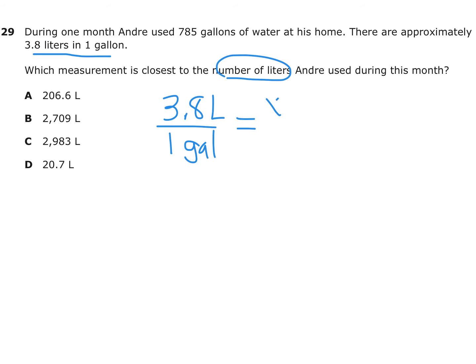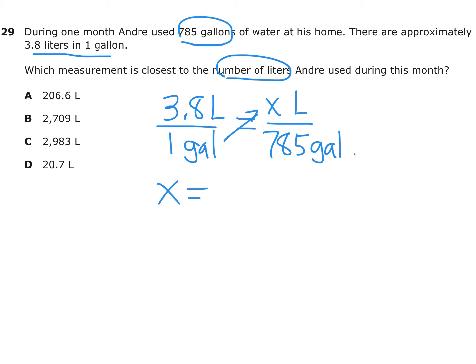We're looking for the number of liters. So we're going to put liters on top, X liters. And that corresponds to 785 gallons. So what we're saying here is 3.8 liters gives us 1 gallon. X liters will give us 785 gallons, which is what he used in 1 month. So if you do a cross product, 1 times X is X, and X is going to be 3.8 times 785.